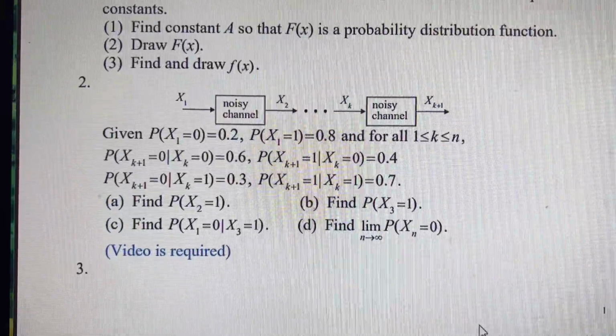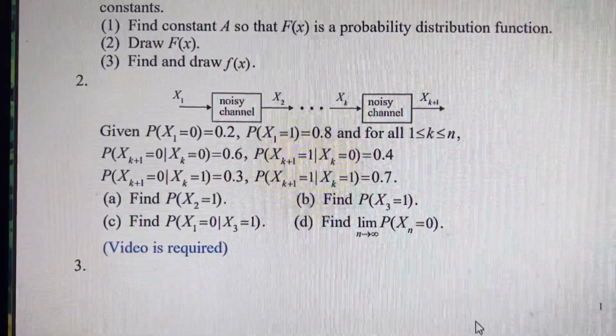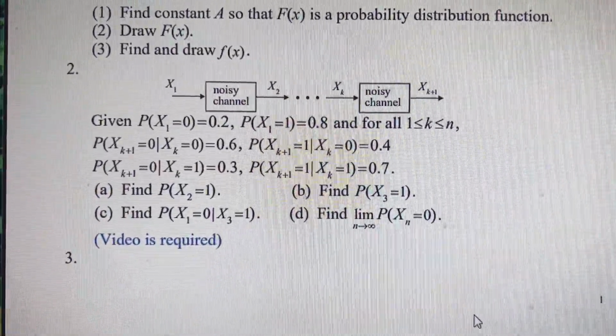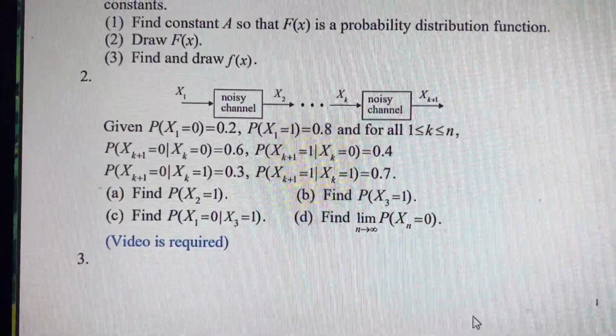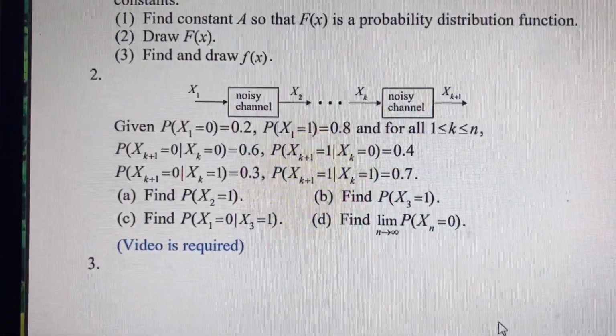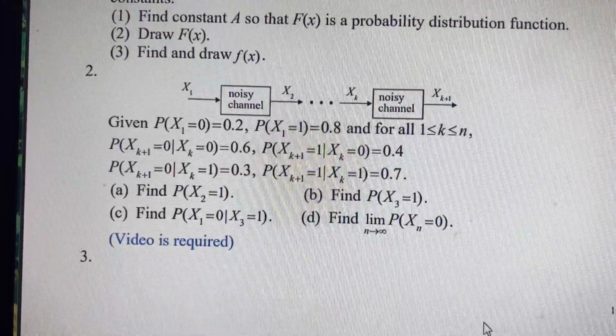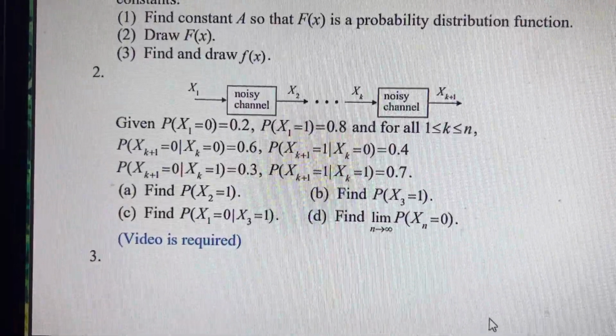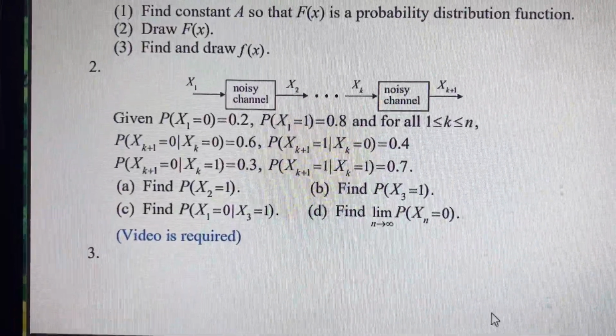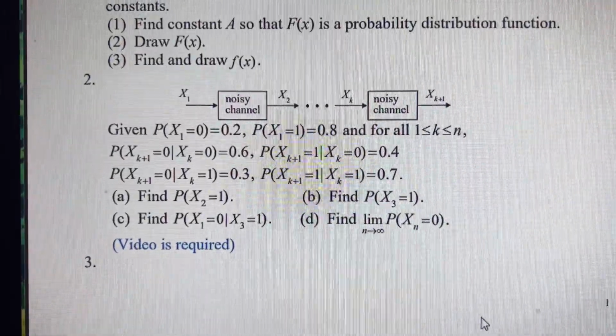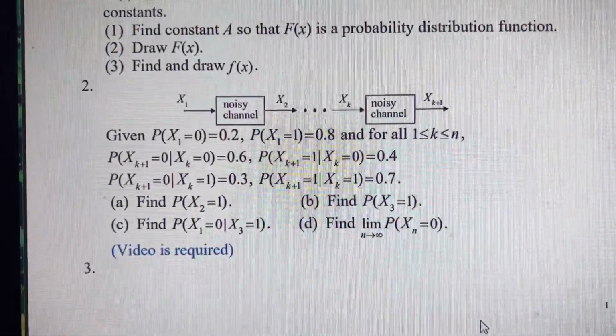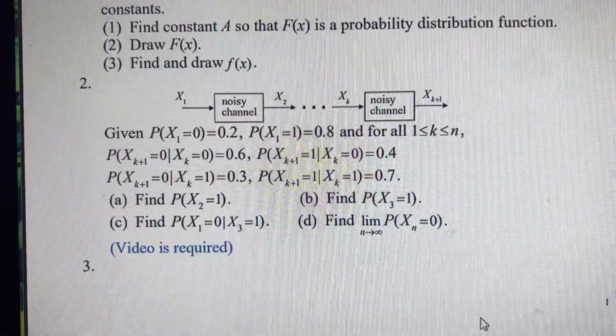This is a video for problem 2 in homework 2, and it's quite similar to the problem in homework 1. It says that x1 goes through a noisy channel and becomes x2, and it keeps going on with xk going through the noisy channel to become x(k+1).